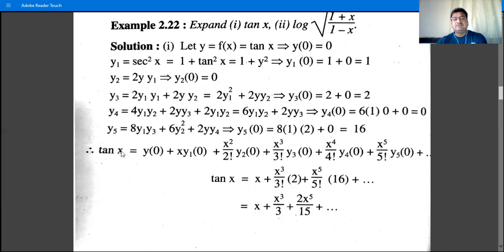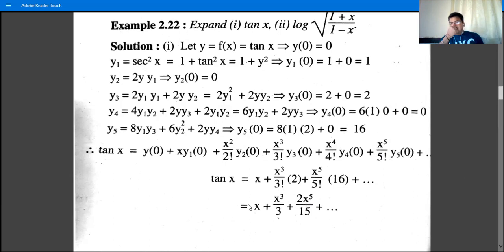And then substitute the values. y or y(x) is what? f(x) is tan x, and y0 is 0, so the first term is 0. Then x into y1 0, and y1 0 is 1, plus x cube divided by 3 factorial, y3 0 is 2. Then the next term is 0, y4 0 is 0. For y5, the term is x raised to 5 over 5 factorial into 16. So this is x plus x cubed by 3 plus 2 x raised to 5 over 15. So this is the expansion of tan x.